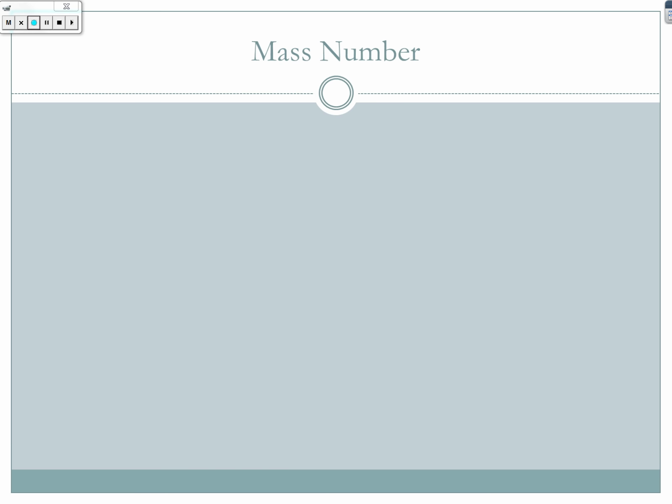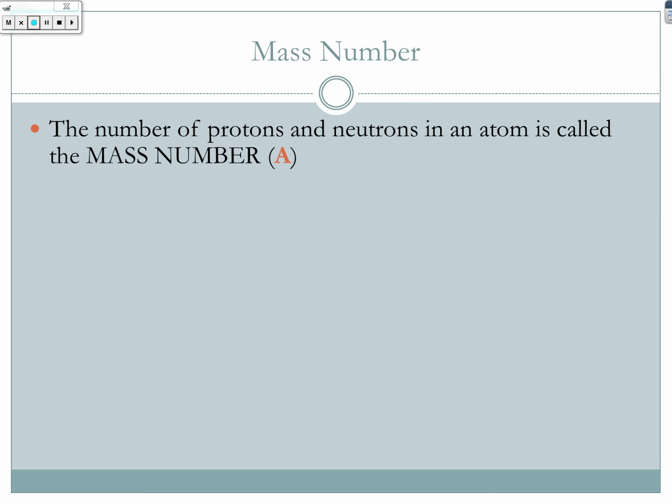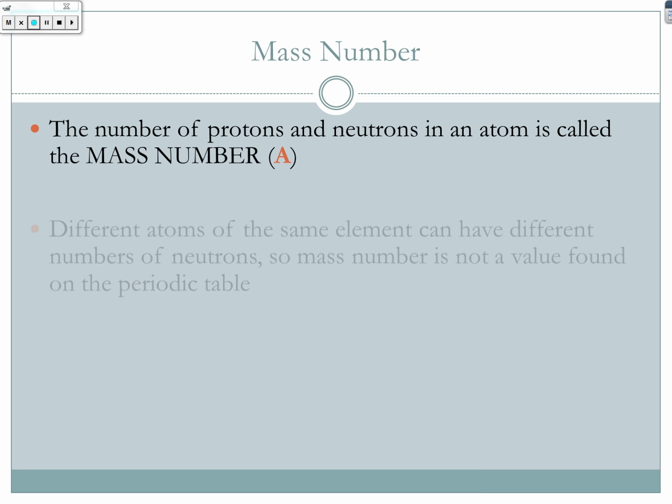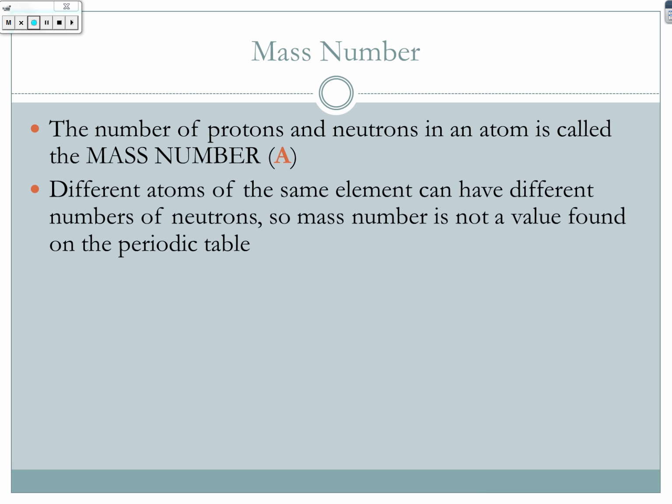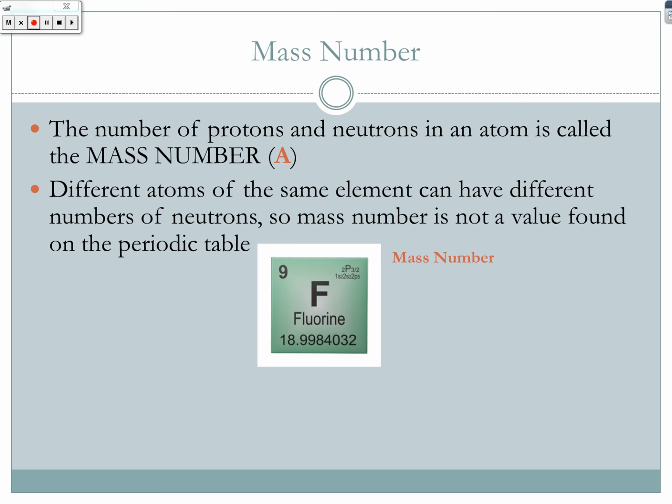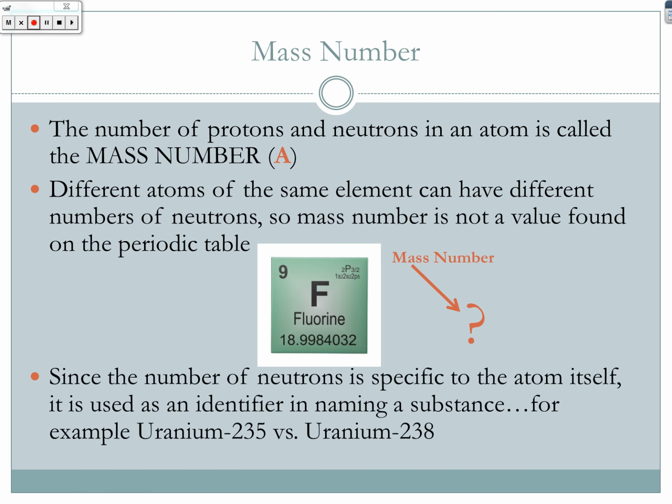So the mass number, this is the number of protons and neutrons in an atom, and it is called the mass number. Now, different atoms of the same element can have different numbers of neutrons, so the mass number is not a value that you're going to find on the periodic table. So there is no value here for fluorine specifically for the mass number of fluorine. Since the number of neutrons is specific to the atom itself and not specific to the element, it's used as an identifier in naming a substance.